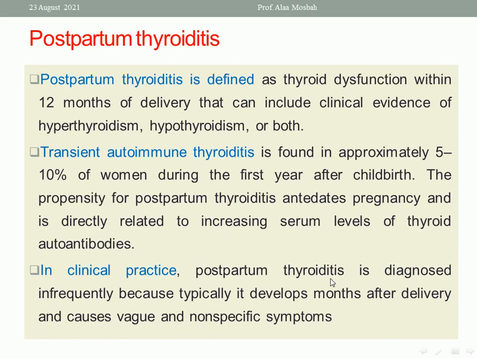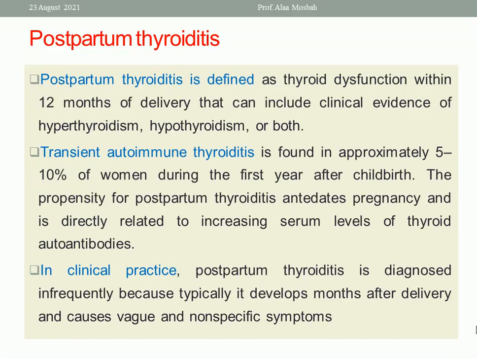Lastly, we wanted to discuss postpartum thyroiditis. What is postpartum thyroiditis? Thyroid dysfunction within 12 months of delivery that can include clinical evidence of hyperthyroidism or hypothyroidism or both of them. Usually the patient passes in two stages: a hyperthyroid stage, followed by a hypothyroid stage.